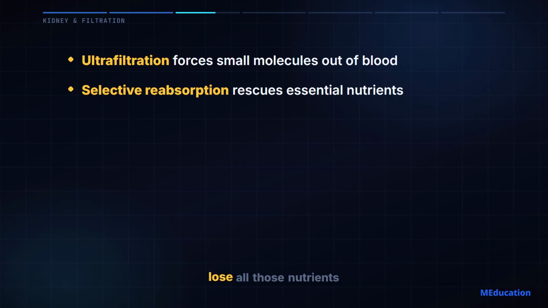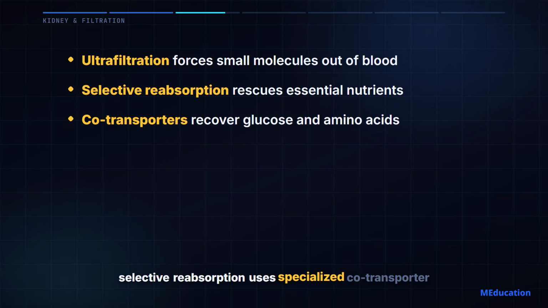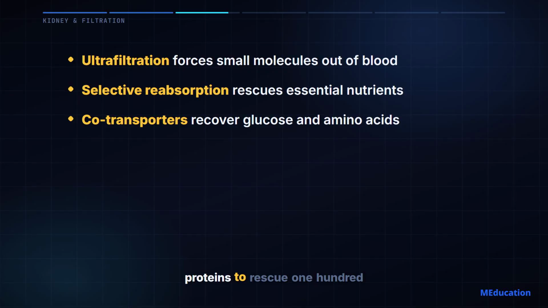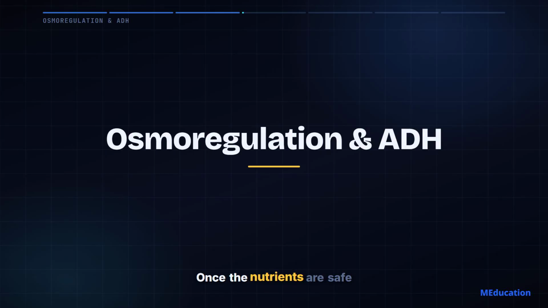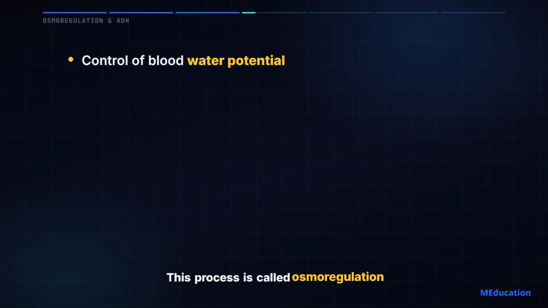But we cannot afford to lose all those nutrients. In the proximal convoluted tubule, selective reabsorption uses specialized co-transporter proteins to rescue 100% of the glucose and amino acids back into the blood. Once the nutrients are safe, the kidney must balance your water levels. This process is called osmoregulation.